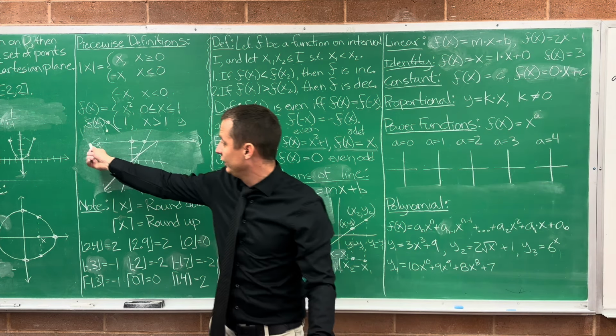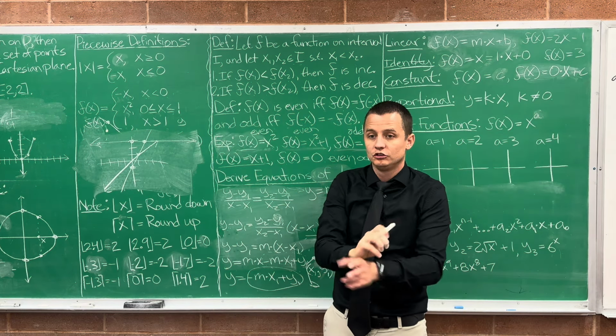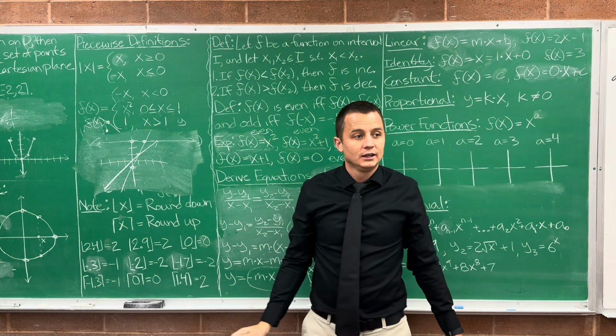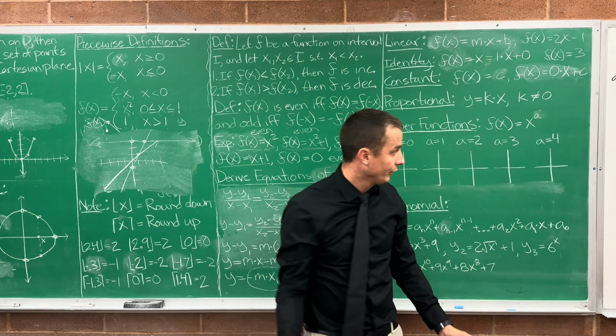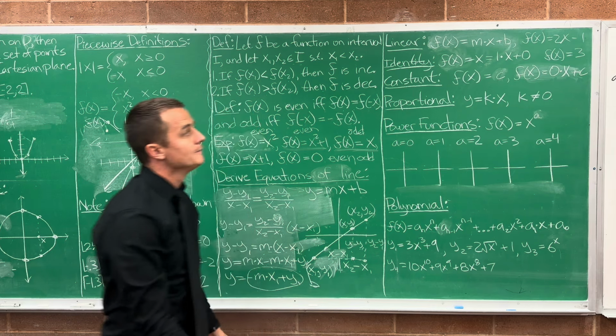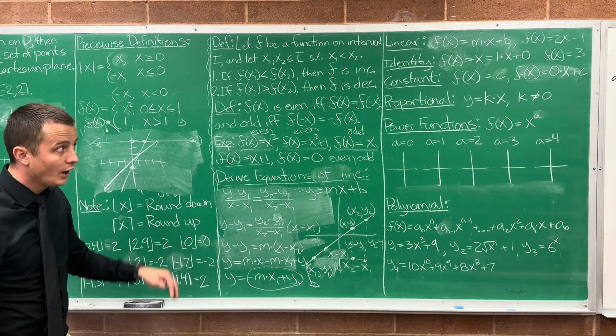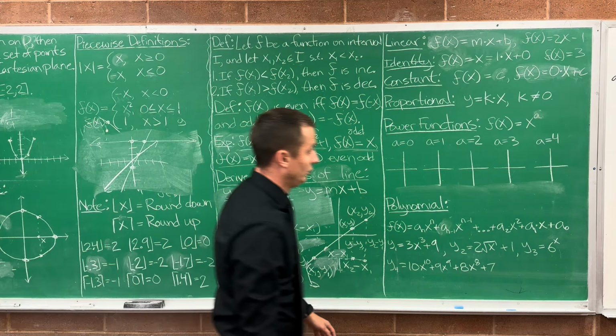Constant function has no slope, just the y-intercept. And the function has that same value everywhere, whatever its y-intercept is. Make sense? Yep. Okay.